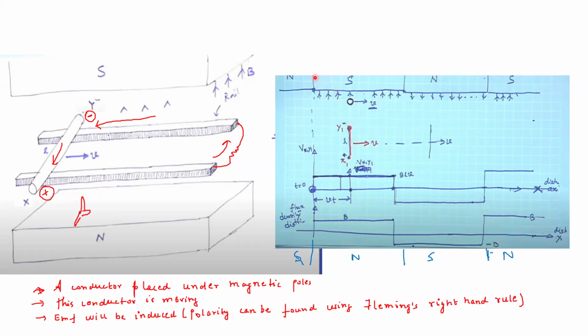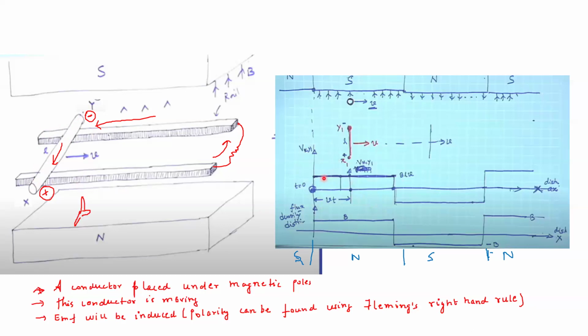So this region is very similar to the diagram shown here. It is just being shown from another angle, as if you are viewing it from the top. You can see that at the x terminal we have positive polarity, and at the y terminal we have negative polarity, which we found out using Fleming's right hand rule.